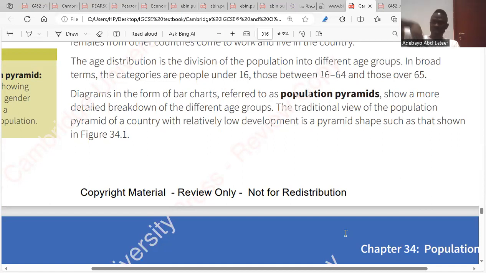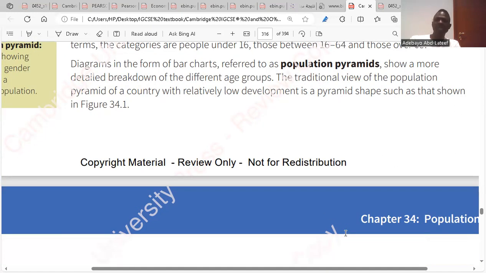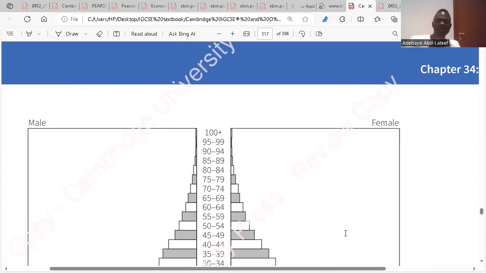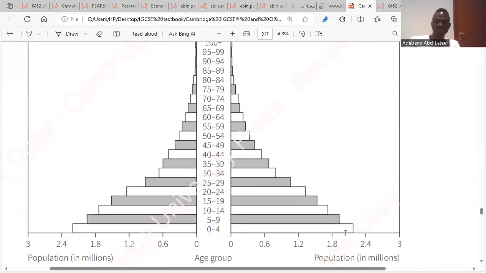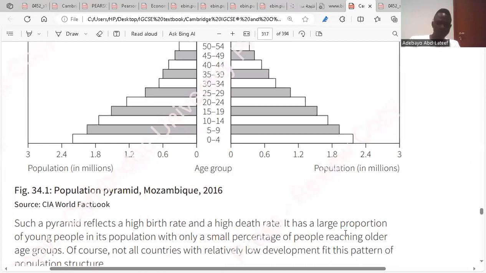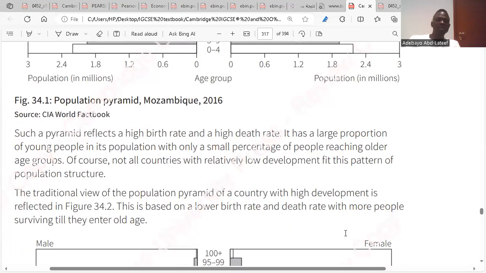Diagrams in the form of a bar chart refer to what we call the population pyramid. It's just like a bar chart which talks about the population. It shows a more detailed breakdown of the different age groups. The traditional view of the population pyramid of a country with relatively low development is a pyramid shape such as that shown. This is how it looks. It has different age groups: 0 to 4, 5 to 9, 10 to 14, 15 to 19, and the rest. Such a pyramid reflects a high birth rate and a high death rate.